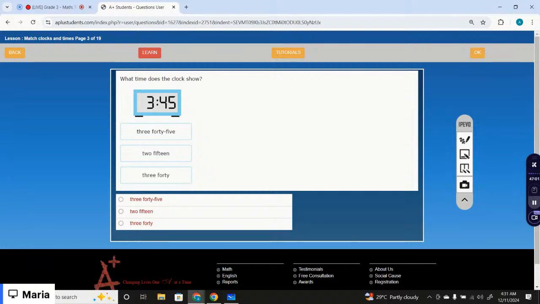What time does the clock show? Which is the correct option? 3:45 it is. Option number 1 is the correct option. Very good.